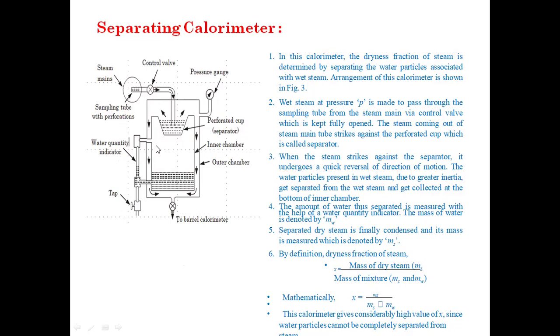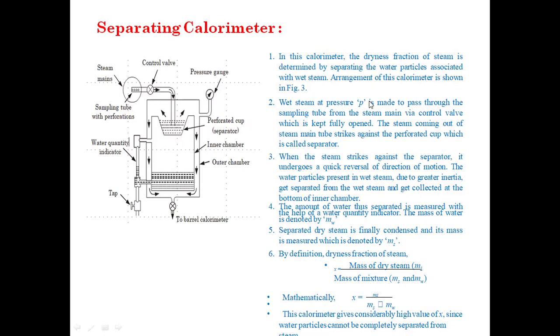This is the separating calorimeter. In this calorimeter, the dryness fraction of steam is determined by separating the water particles associated with the wet steam. The arrangement of this calorimeter is shown in the figure.